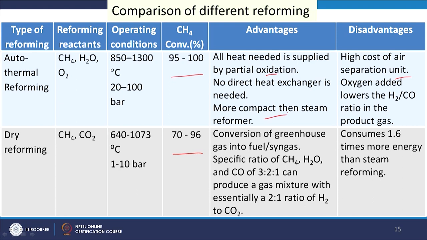So, it is more compact than the steam reformer, and then dry reforming, as we have discussed, uses carbon dioxide. So, that is the major advantage of this process, the conversion of greenhouse gas into fuel or syngas, and a specific ratio of methane, steam and carbon dioxide, 3:2:1, can produce a gas mixture with essentially a 2:1 ratio of hydrogen and CO. So, this is required for liquid fuel synthesis, methanol synthesis, etcetera. So, that is the advantage of this process, but if we can develop a suitable catalyst and the coke deposition problem can be reduced, this process can be attractive, but this is a challenge for this process.